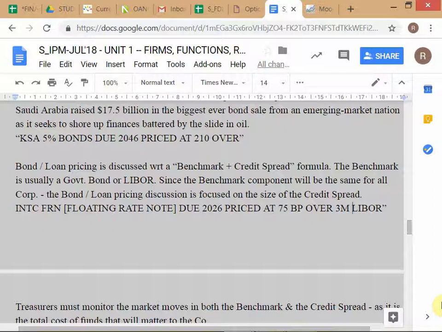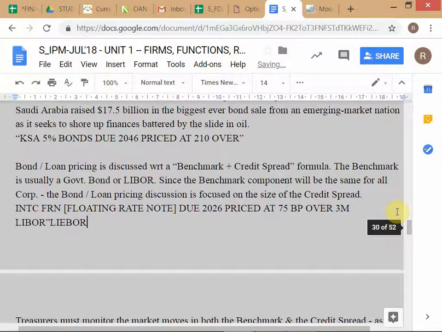That's why LIBOR started being referred to by a mocking nickname. The joke in the industry was about that nickname. So this was a very big scandal actually. This is a case study in itself, LIBOR.